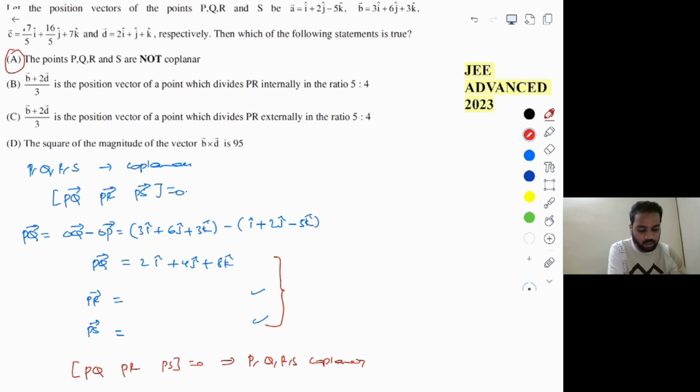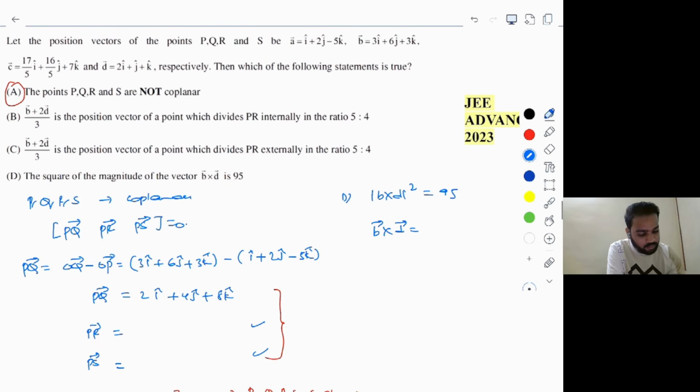Now we'll try to check option D next, because that is somewhat easy. Option D is saying that the square of the magnitude of the vector B cross D, that is modulus of B cross D whole square, is equal to 95. But once again, you know how to find B cross D here, right? Clearly, B bar is there. D bar is also there in the question itself.